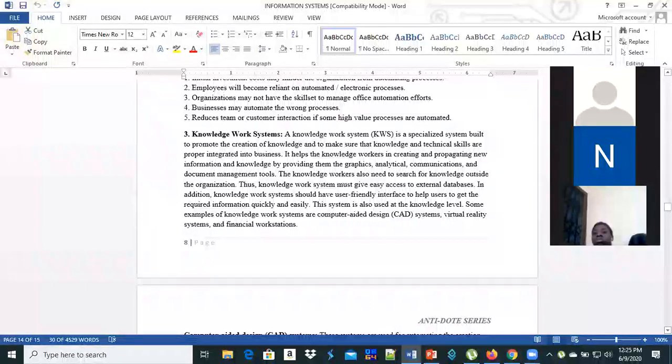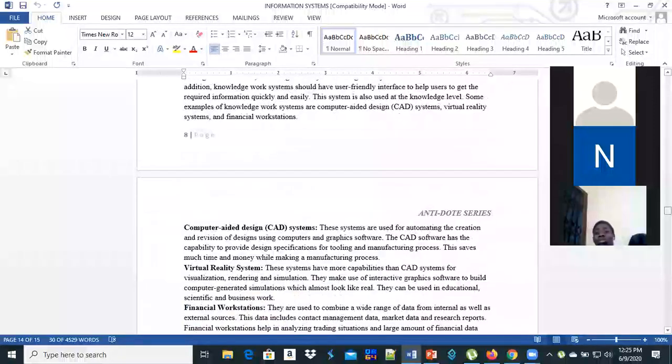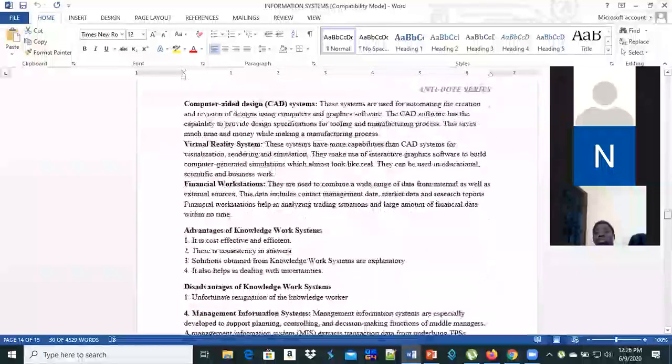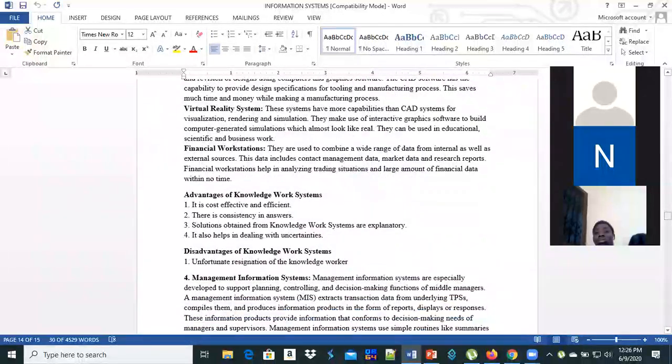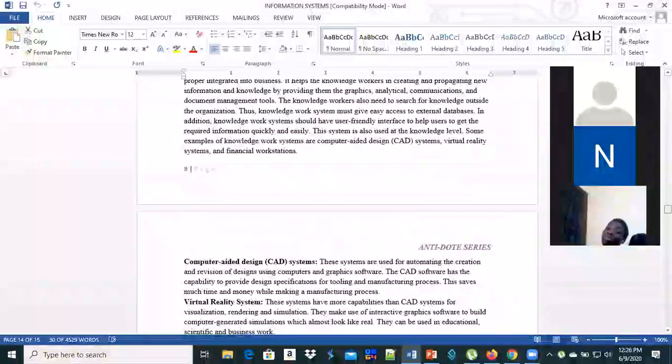So you would want to make sure that whatever information you are giving to the public is well considered, well structured, and well thought through. It is very, very important that we know this, and then we do this as we go through information systems. So we are looking at some systems like CAD, that's computer-aided design. We are looking at virtual reality systems, and then we are looking at financial workstations. Any question at this point?